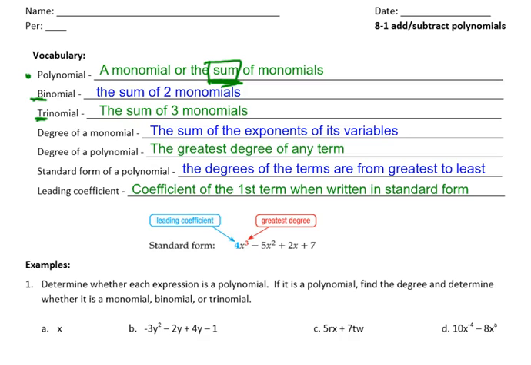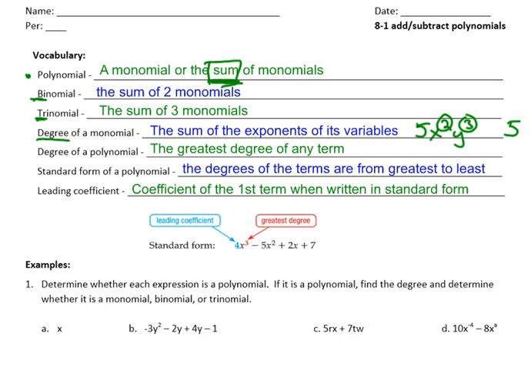We then talk about something called the degree, and the degree is talking about the exponents. For a monomial, it's the sum of all the exponents. For example, if I had 5x squared y to the third, my degree would be 5 because of the 2 and the 3. The degree of a polynomial is the greatest degree of any term. So it's the biggest degree of any one little piece, and that's going to be the degree for the whole polynomial.